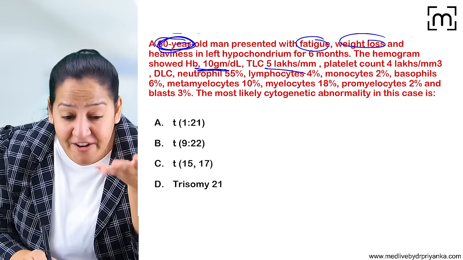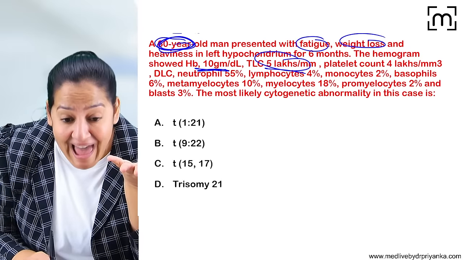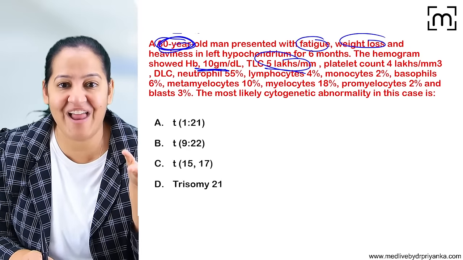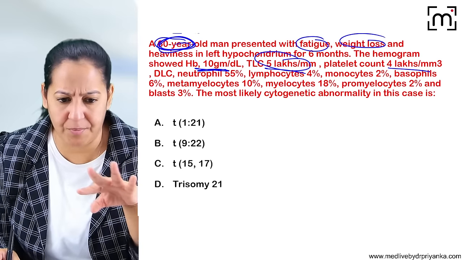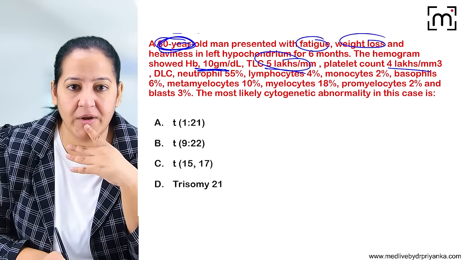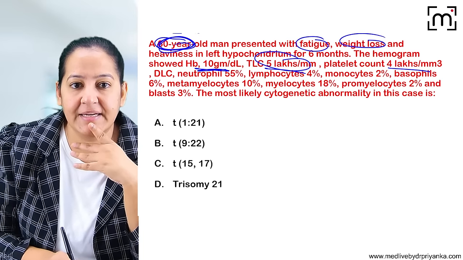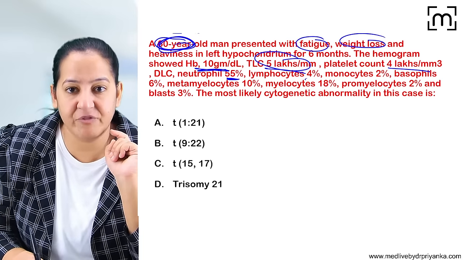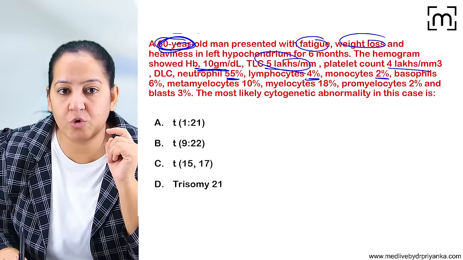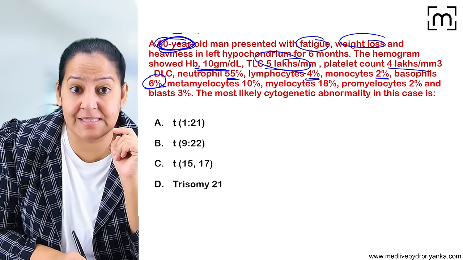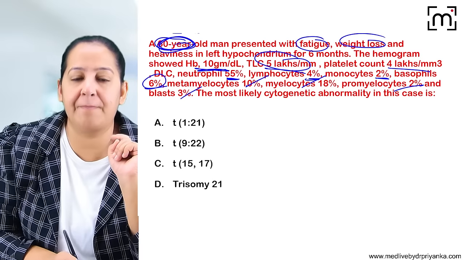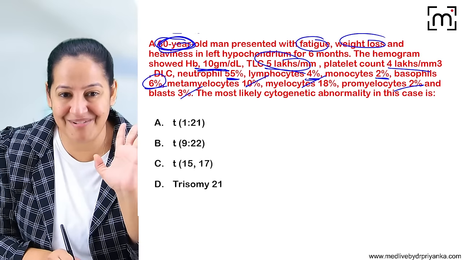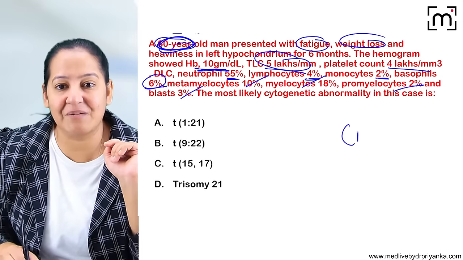The WBC count is 5 lakh. Oh, come on. 5 lakh. Normal is 11,000. It's 5 lakh. So, definitely, it's a case of leukemia. Platelet count is 4 lakh, which is normal. 1.5 to 4 lakh is normal. Okay, now coming to the DLC. In the DLC, neutrophils are 55%, lymphocytes are 4%, monocytes are 2%, basophils are 6%, which is more. But there are metamyelocytes, myelocytes, promyelocytes, and blasts also. Normally, they are not present in blood. So, of course, it's a typical case of CML.